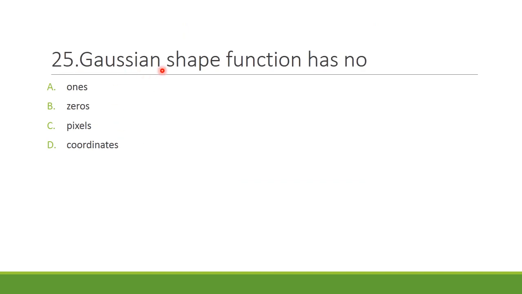Next question. Gaussian shape function has no, option A ones, option B zeros, option C pixels, option D coordinates. So Gaussian shape function has no zeros. So option B is the right answer.